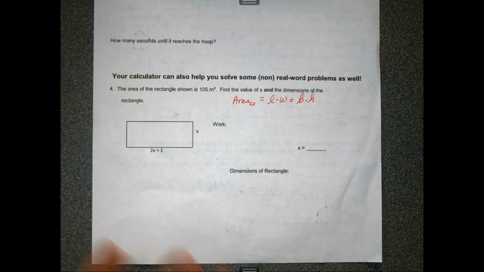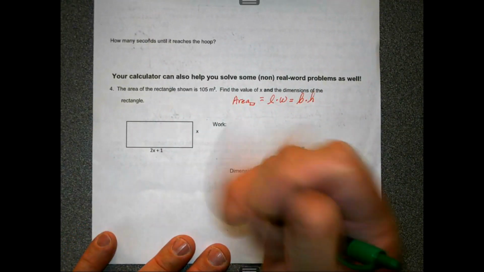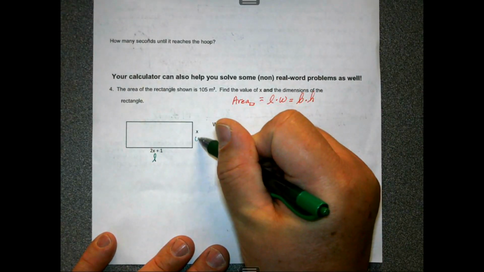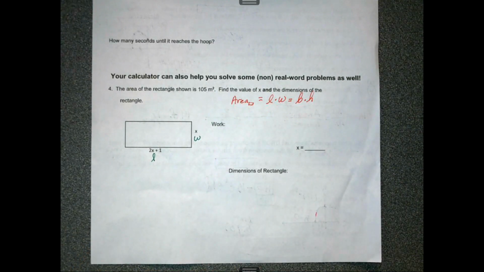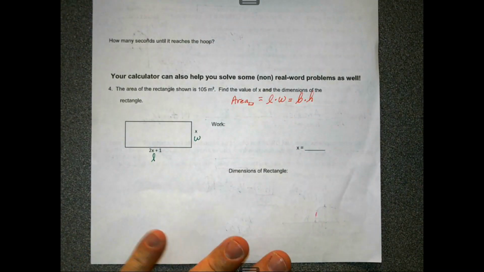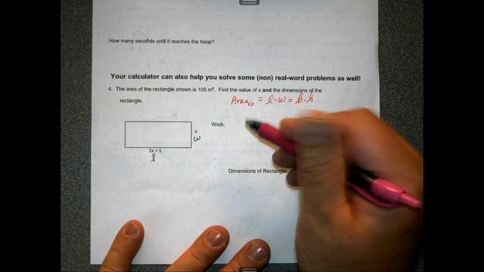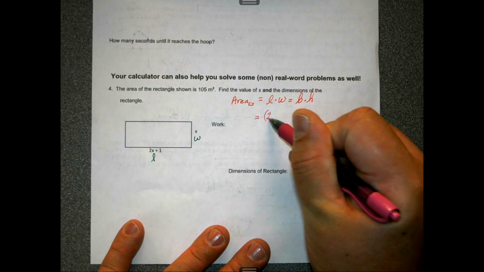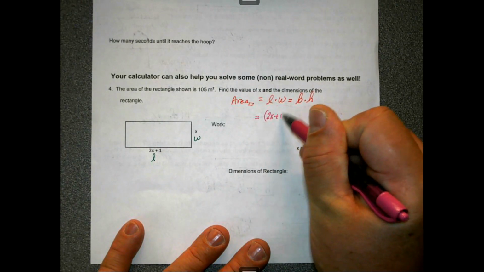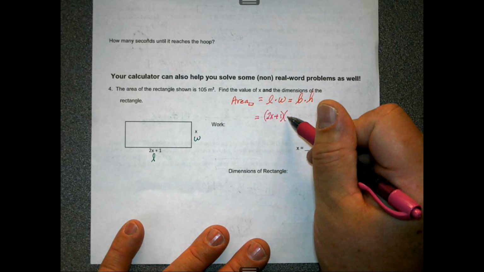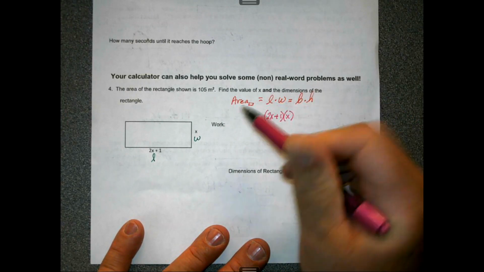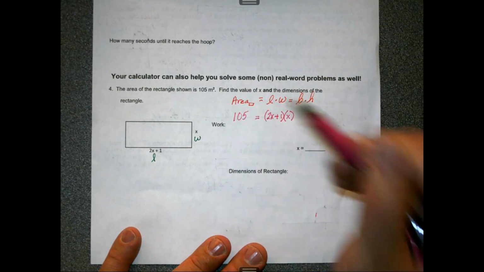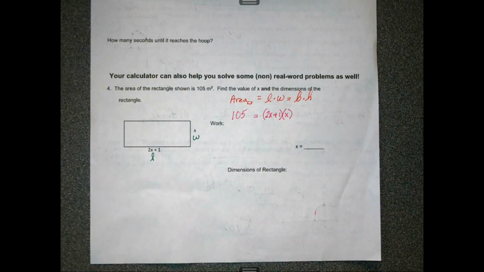All right, so I'm going to call one of the sides my length. So this is my length. This is my width. So I have, let's see, my length is 2x plus 1 times my width, which is x. And they gave us the area in this problem, so 105. Okay, go ahead, find x.